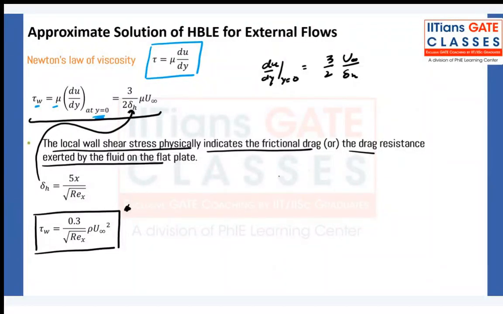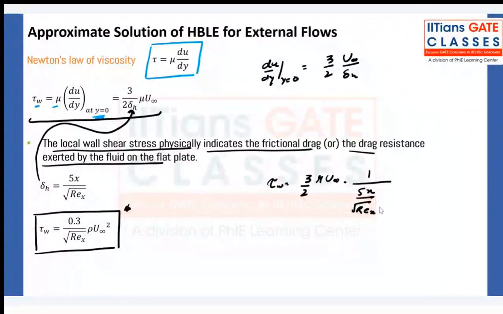Tau wall is equal to 3 by 2 mu u infinity into 1 upon 5x upon Reynolds number x. So it is saying 0.3 rho Reynolds number x.